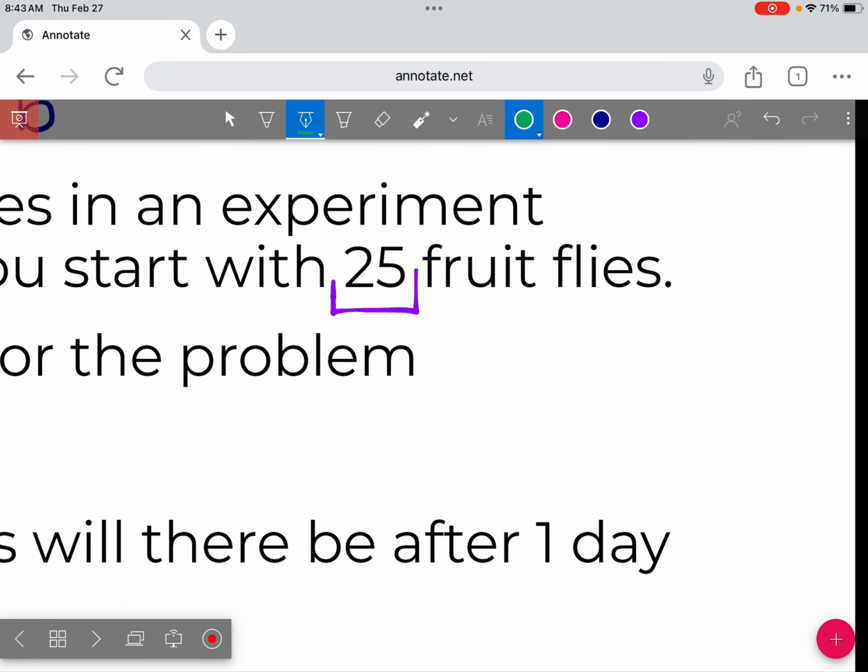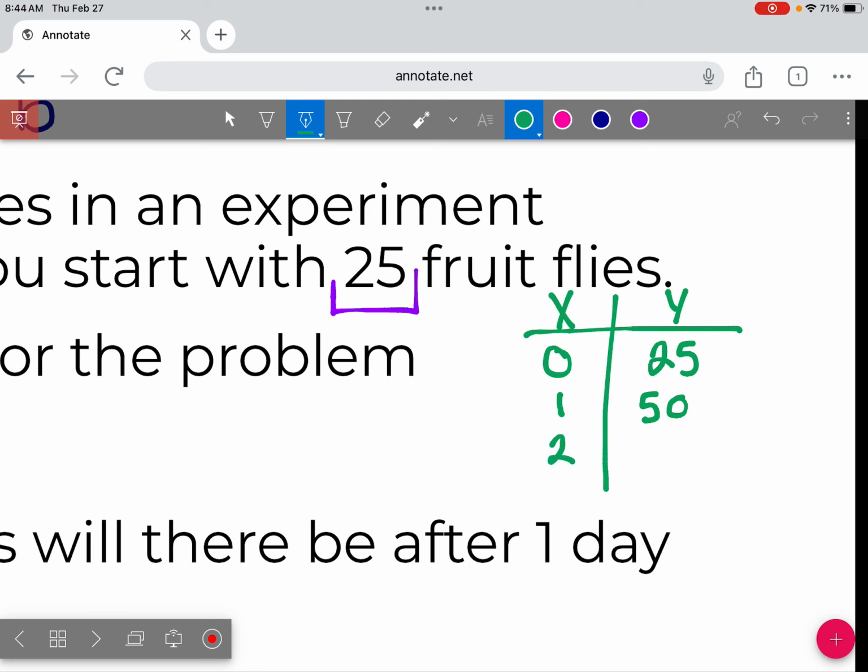At the start of our experiment, right at time 0, we're going to have 25 fruit flies, right? That's what they tell us. After 1 hour, how many fruit flies are we going to have? If they double every hour, we're going to have 50. How many would we have at 2 hours? Careful, it's going to double. How do I double 50? We get up to 100.